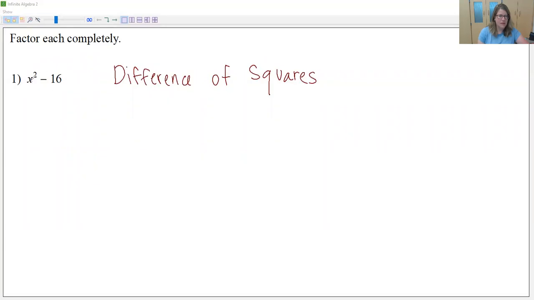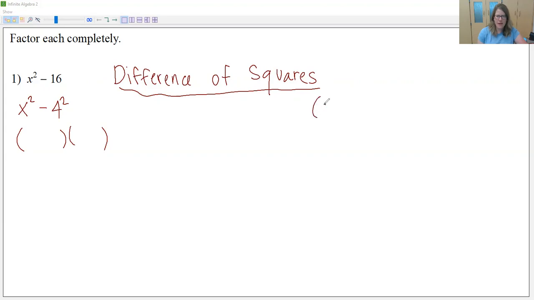So I can see that x is squared, and I also know that 16 is 4 squared. So I could rewrite the same thing as x squared minus 4 squared. This is where the term difference of squares comes in. There's a difference because it's subtraction here, and these numbers are both squares. So this is a difference of squares. In order to factor this, I'm going to make a little note over here first.